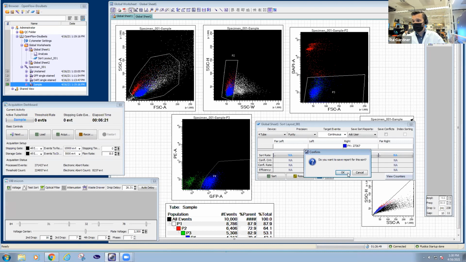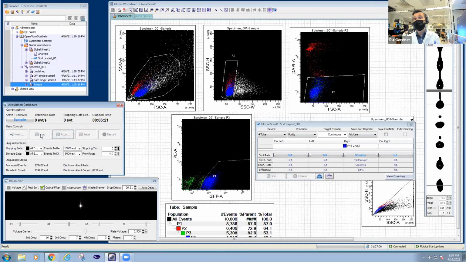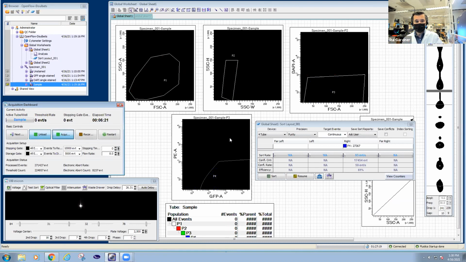So I've sorted in purity mode, and we sorted 27,000 events. And now I'm going to sort in recovery mode, and then we'll see later the difference between both. Okay. So I unloaded the sample just because, like I said, the cells tend to aggregate, and then it becomes more difficult to sort the singlets. You're going to start losing cells because most of them are aggregating.